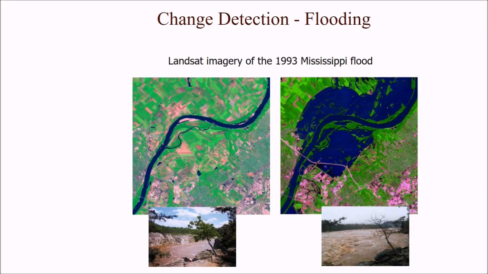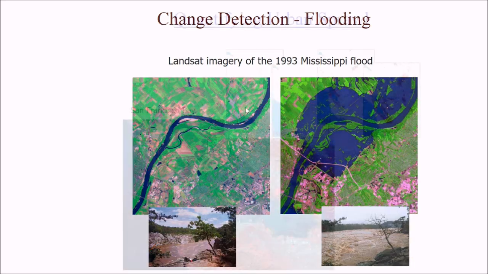The change detection, that is the flooding. So this is Landsat imagery of a Mississippi flood at that time. This is the actual view taken by a camera, and this was again taken by a camera, but this is taken by the sensor of Landsat. See the area which it has covered. So it is easier to analyze an image when you have these satellite images.